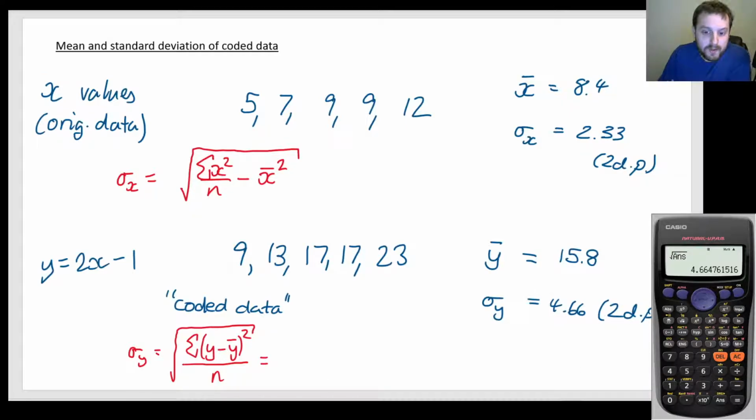If I'd used the other version of the formula, what would I have to do instead? I'd have done 9 squared, add 13 squared, add 17 squared, add 17 squared, add 23 squared, all over 5, and take away 15.8 squared, and then square root that, get the same answer, right? So these 2 versions of the formula, both are going to obviously output the same answer, and you do need to know both versions of the formula, okay?